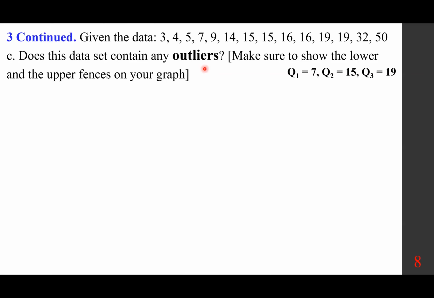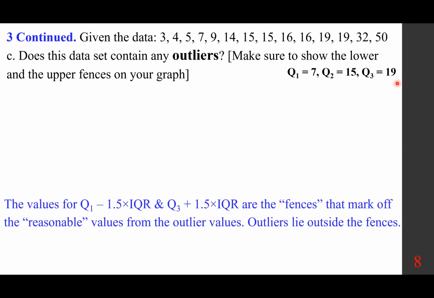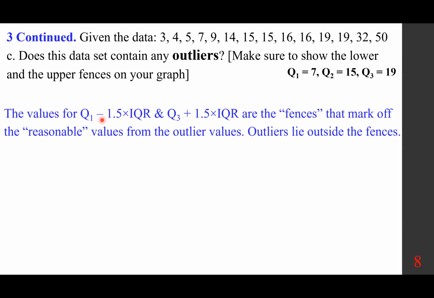I want to look at that. And again, we have the information here, and of course, with the min and max. Min is 3, max is 50, just because you need 5 numbers. I want you to know that. So here's how the definition in statistics works. The value for Q sub 1 minus 1.5 times IQR and Q sub 3 plus 1.5 IQR are the fences that mark off the reasonable values from the outlier values. Outliers lie outside these fences, okay?